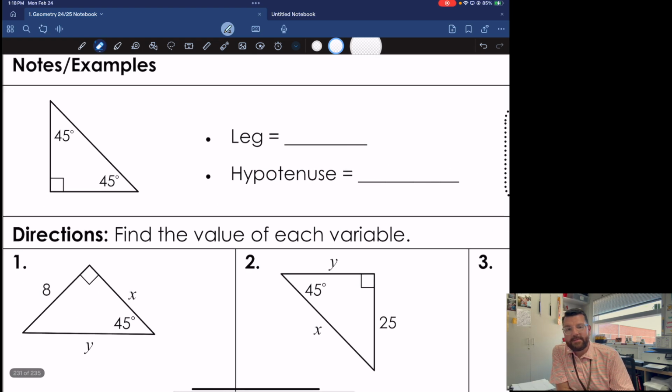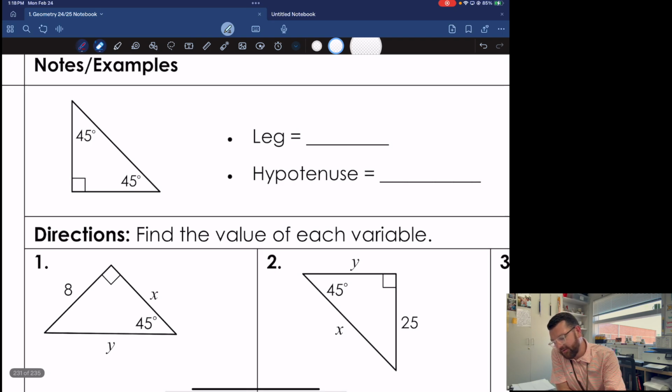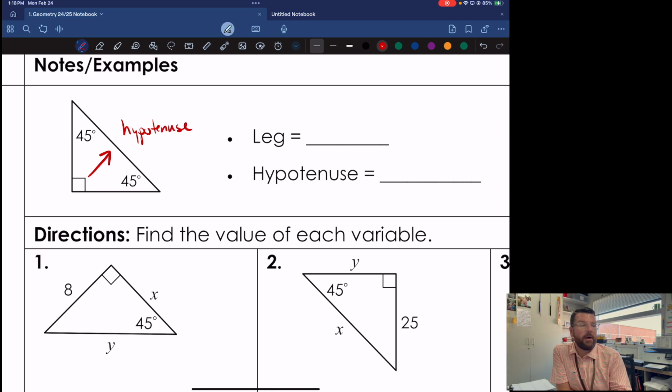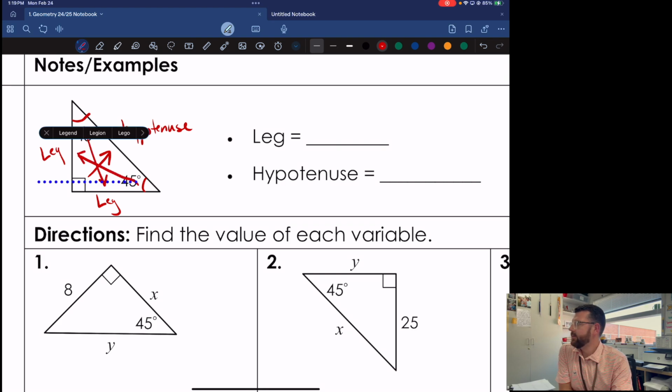45, 90 special right triangles. The very first thing we need to do when we see 45s or any special right triangle is identify our hypotenuse. After we have our hypotenuse on our 45s, we're going to identify our legs. What you need to know on the leg is that the 45, 90 degree triangle is an isosceles triangle. It means that two of my angles are congruent and the sides opposite of those angles are also congruent.